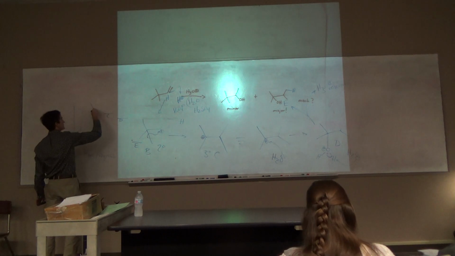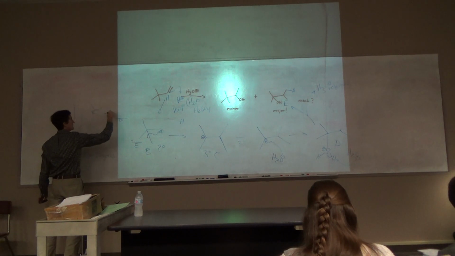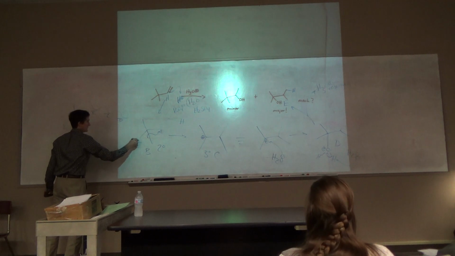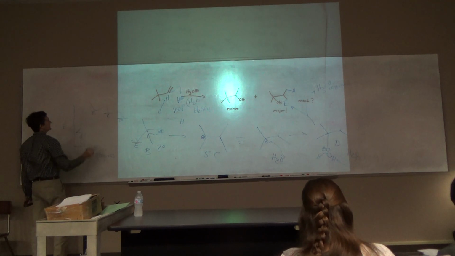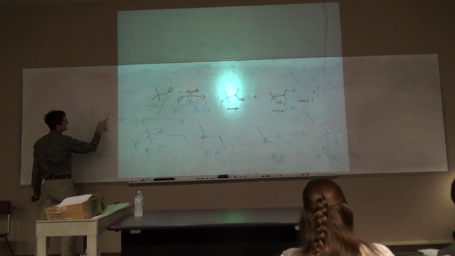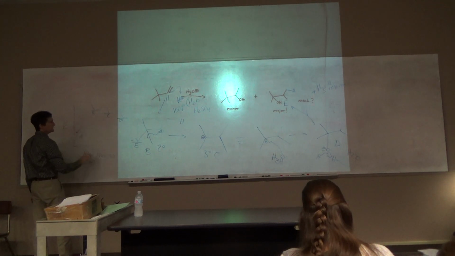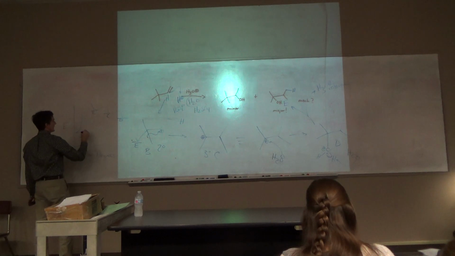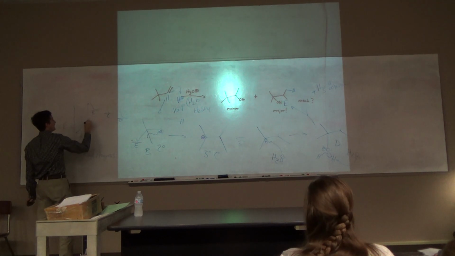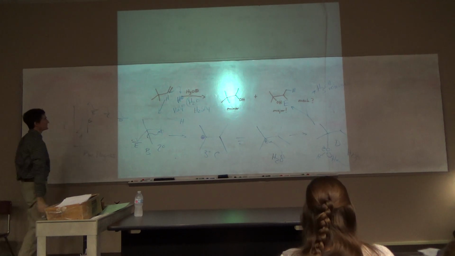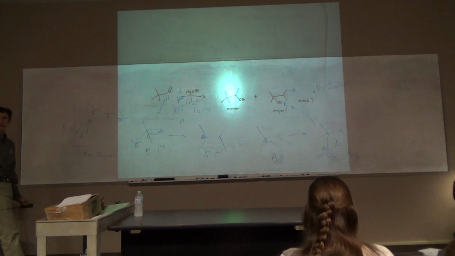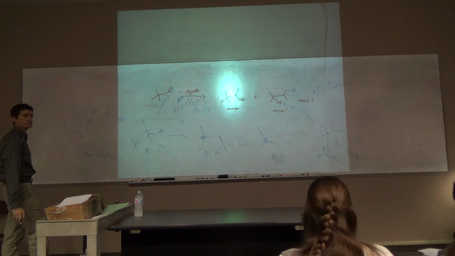So here we go, boom, boom, boom, boom. Transition state leading to B, transition state leading to C, transition state leading to D, transition state leading to E. What's the rate determining step? First step, typically forming your initial carbocation is your rate determining step.